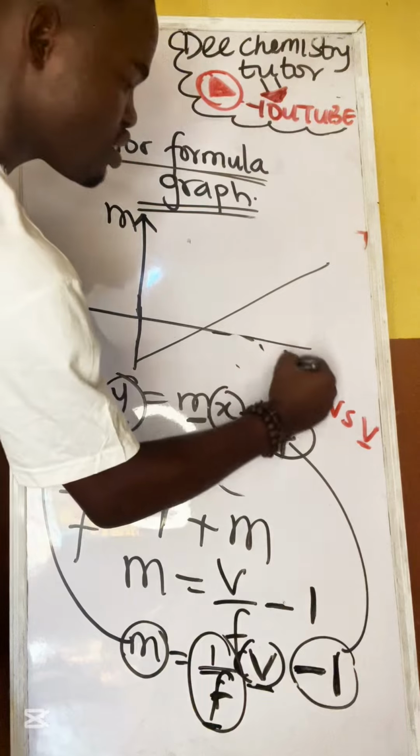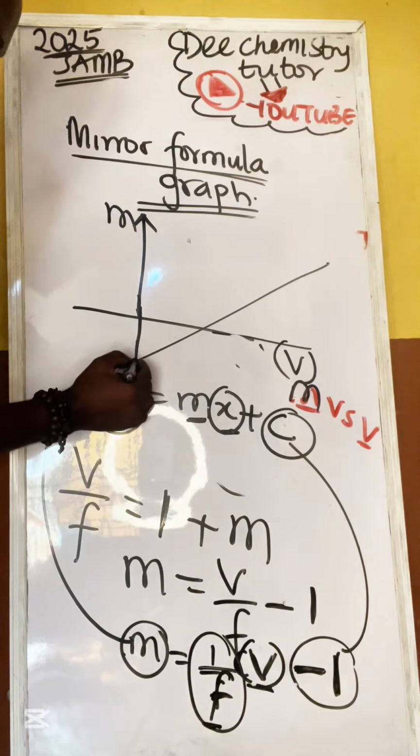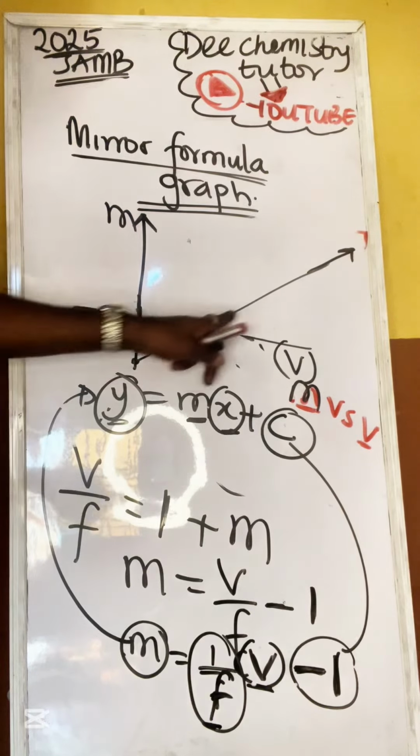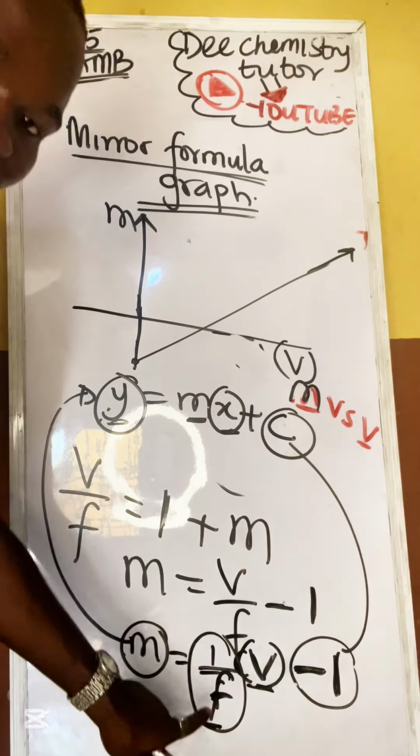So this is the graph. This is a JAMB question, because you see that it's cutting this axis and going like this. So don't ever forget this. That means if you do a gradient, what will be the gradient? They can ask you, the gradient is what? 1 over f.